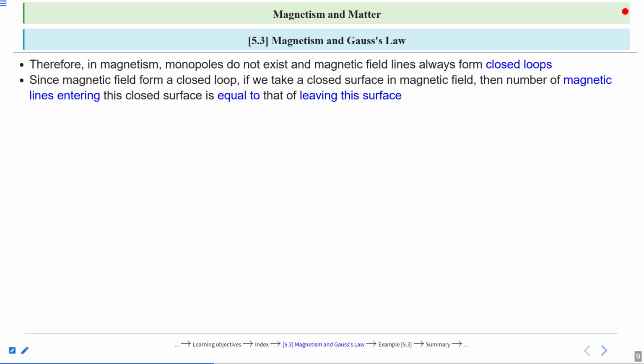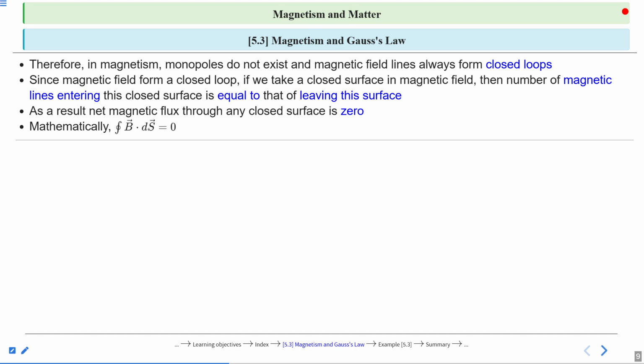Since magnetic fields form closed loops, if we take a closed surface in a magnetic field, the number of magnetic lines entering this closed surface is equal to the number leaving it. As a result, the net magnetic flux through any closed surface is 0. This is the final result. Mathematically, it is represented by the closed integral of B vector dot dS vector equal to 0.